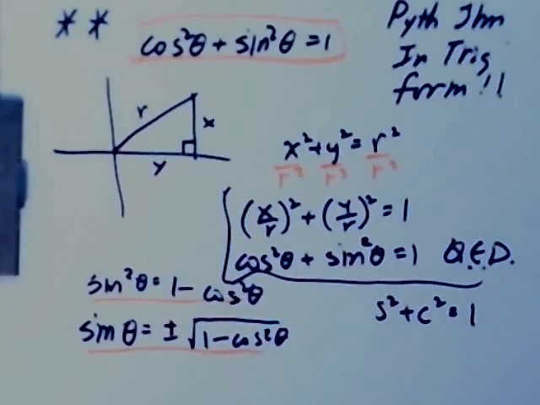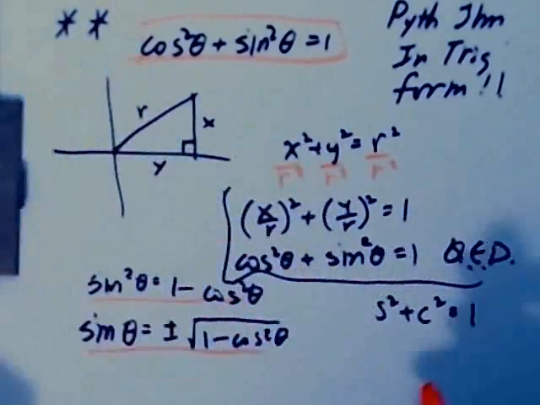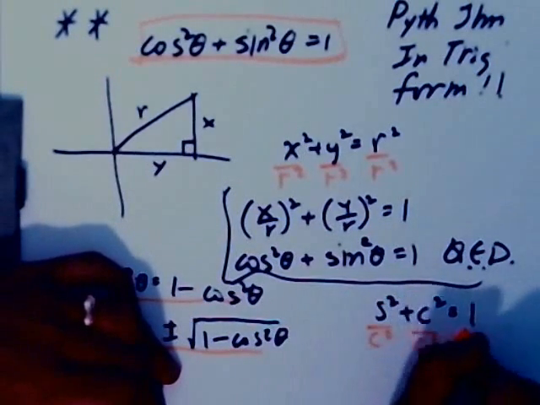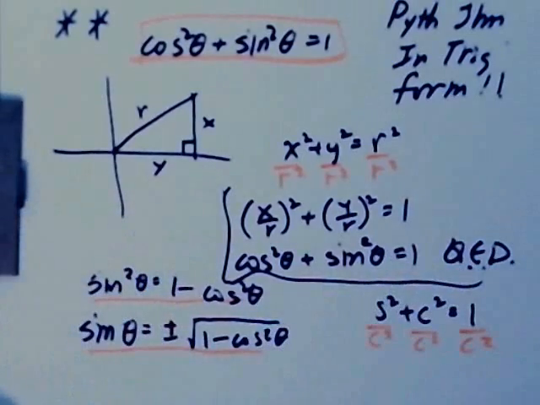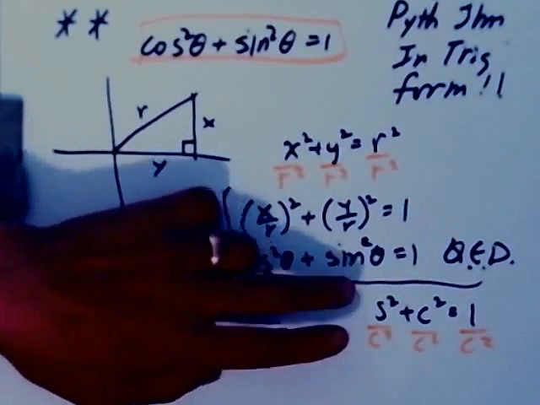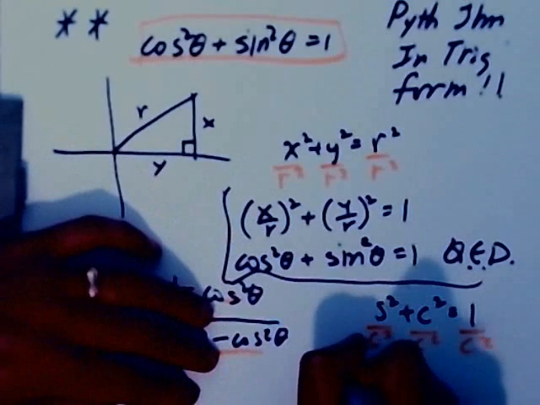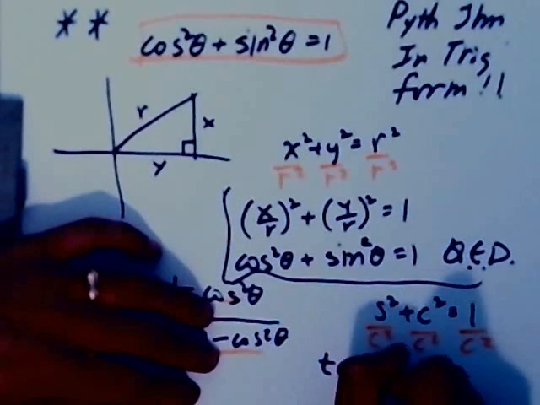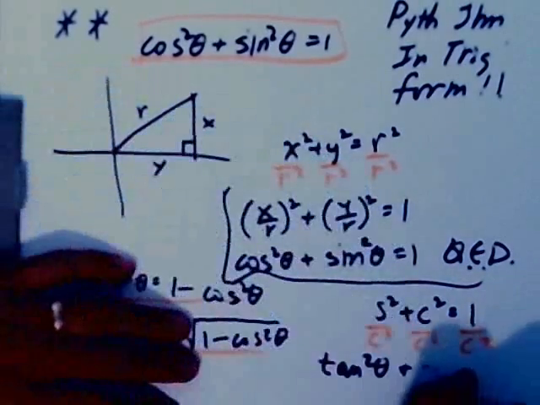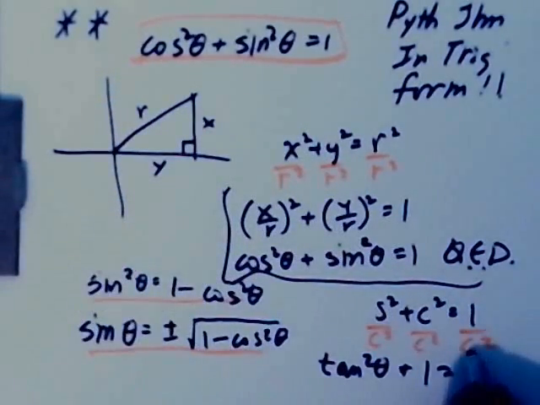Now, in this situation, same thing: cosine squared plus sine squared equals 1. I'm going to divide by cosine squared. We know that sine squared over cosine squared, or sine over cosine, is tangent. We just learned that. It becomes tangent squared of theta plus cosine squared over cosine squared, which is 1. And 1 over cosine, we just learned that too, becomes secant squared. Okay?